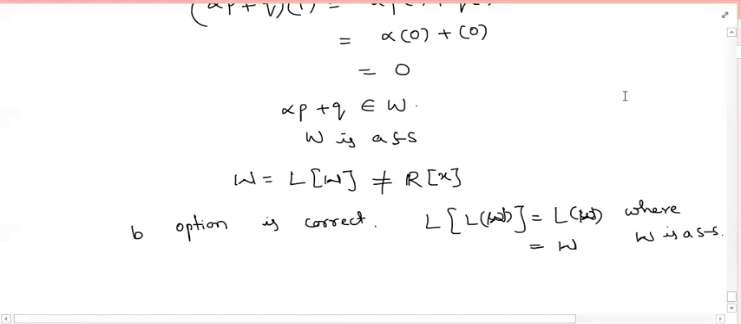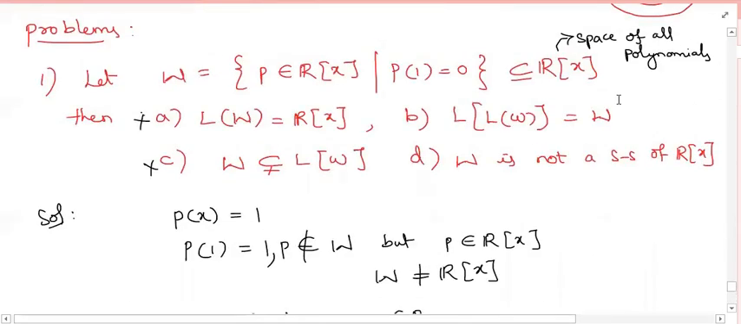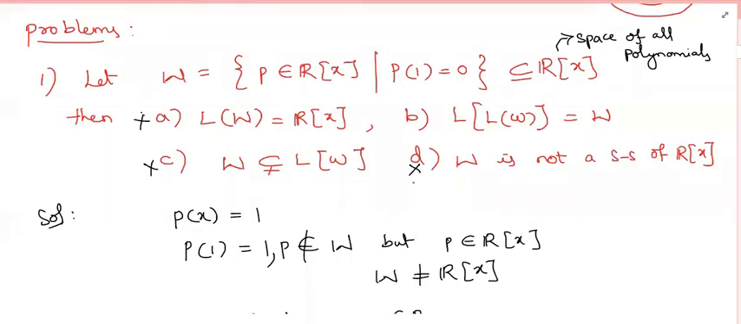And what is the D option? Why is D not correct? D says W is not a subspace. We already proved W is a subspace. So this question purely depends on proving that W is a subspace. Once you prove W is a subspace, you can answer this question by using the properties which I have mentioned. Okay, next question.